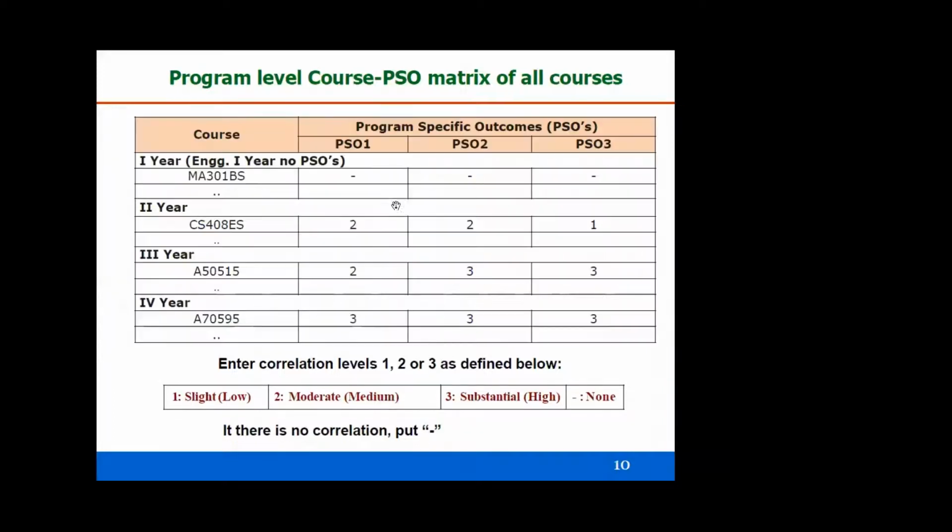Then similarly for PSOs also, the program level course and program specific outcomes matrix. Here whatever PSOs are defined by your program, you can add those PSOs. Then again you can include all the courses, then provide the same correlation levels, mapping levels 1, 2, 3, hyphen combination. So these two are required. Why? Because to do the attainment at program level, these mappings are compulsory.